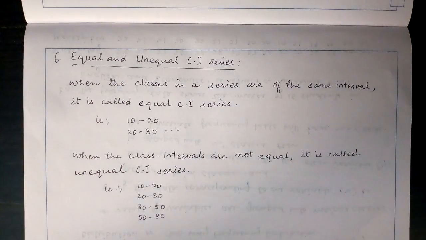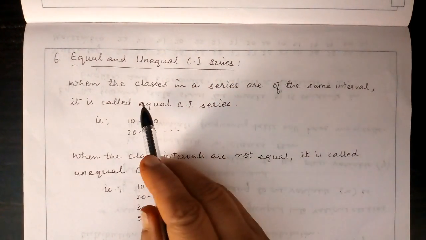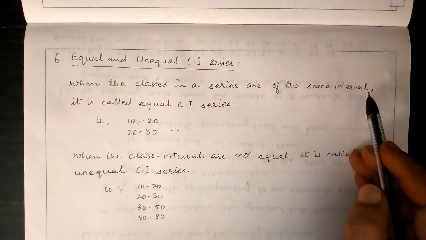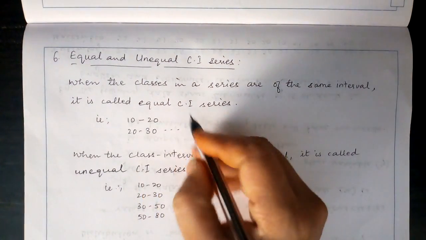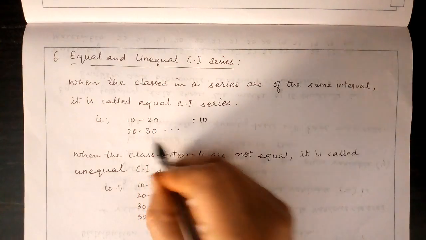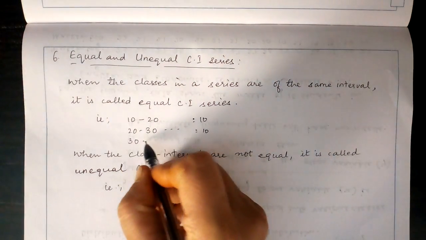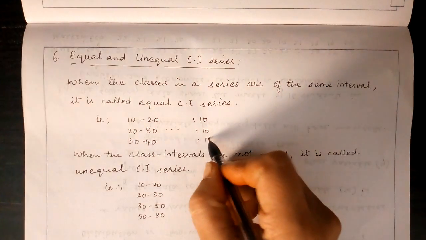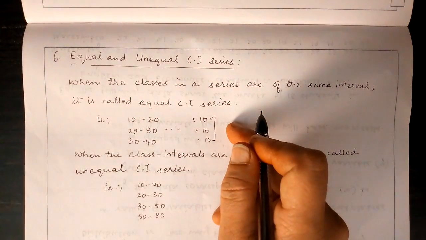Now the last one of them is the equal and unequal class interval series. When the classes in a series are of the same interval, it is called equal class interval series, because see, 10 to 20, it is equal to 10. 20 to 30, the class interval is 10. And you go on, 30 to 40, again the class interval will be equal to 10. So since these are all equal, it is called the equal class interval series.